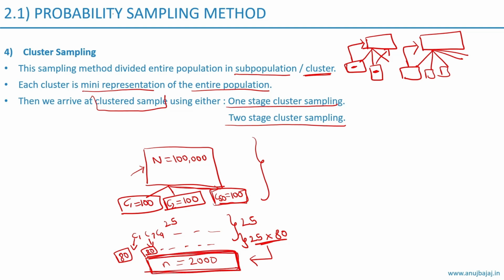So again, within a two-stage cluster sampling, we divide the entire population into clusters. In this case, we divide into 50 clusters. Then we select a few clusters in a random manner. In this case, out of 50 clusters, we randomly selected 25 clusters. And within each cluster, we randomly select a few observations. So in our case, we randomly selected 80 observations from each cluster, and we had 25 such clusters, which gave us in total 2000 observations. So this is the two-stage cluster sampling method.